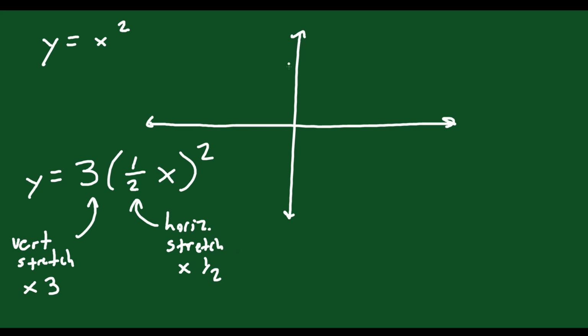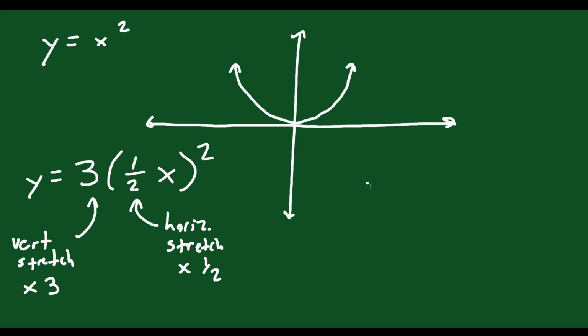So the question is, if this is your original function like that, is this thing getting taller and skinnier, or is it getting shorter and wider? Because a vertical stretch makes it tall and skinny, and a horizontal stretch makes it short and wide. So if you have both of these things going on at the same time, which one's winning? Is it the 3 or is it the 1/2?